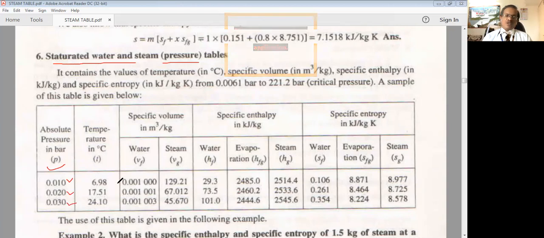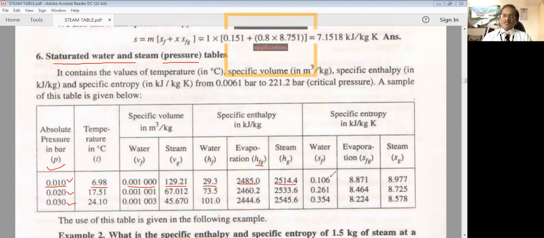Corresponding values, if we see, for the pressure of 0.01 bar, the saturation temperature is 6.98 degrees centigrade. The value of specific volume is 0.001 for water, and for the steam it is 129.21. Enthalpy for water, hf, is equal to 29.3 kilojoules per kg. For the evaporation, hfg is equal to 2485.0, and for the dry steam it is 2514.4.